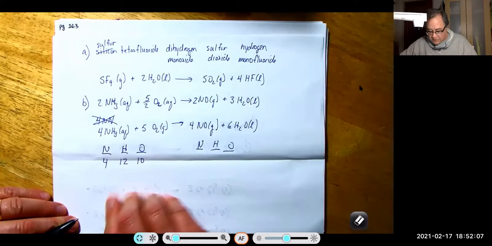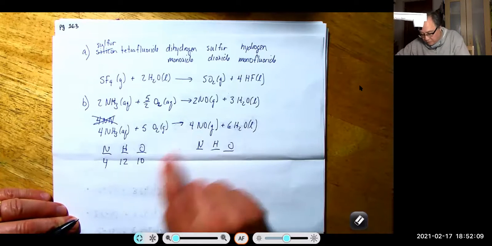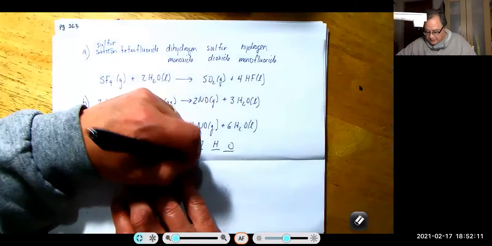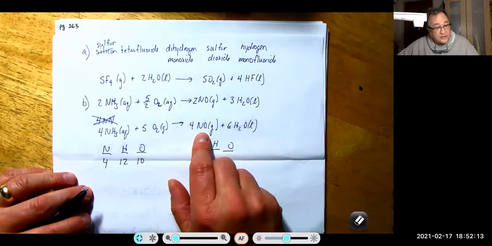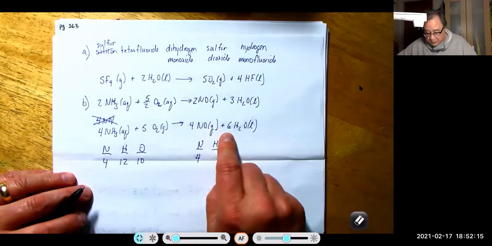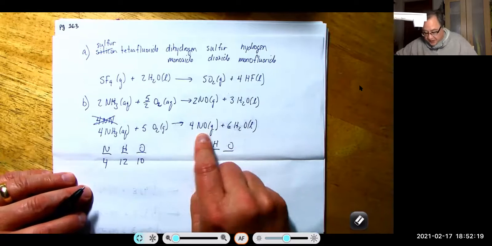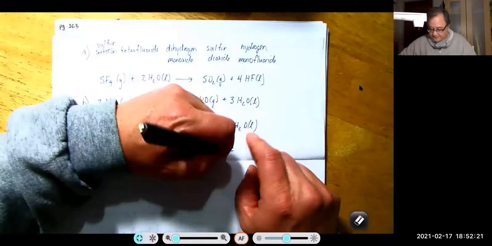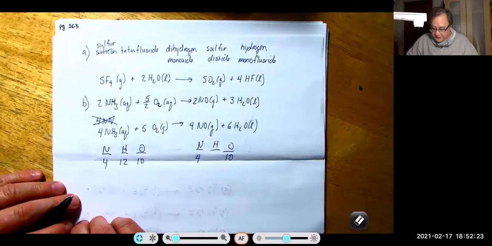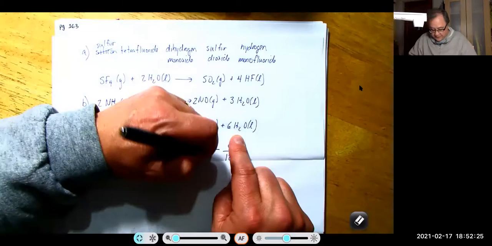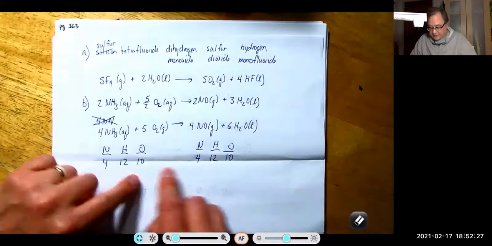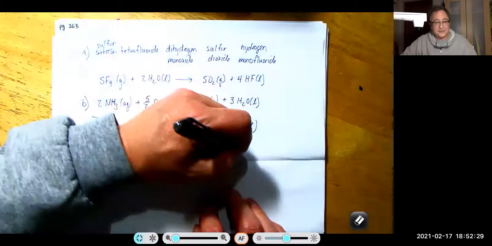On the right, 4 times 1, 4 nitrogens. 4 times 1 is 4 oxygens, but over here we have 6 times 1 for 6 oxygens. 4 oxygens plus 6 oxygens are 10 oxygens. And 6 times 2 would be 12 hydrogens. 4, 12, 10, 4, 12, 10, check, we're balanced.